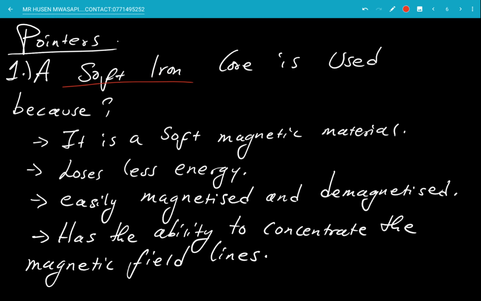The first reason is that it's a soft magnetic material. The other point is that it loses less energy. The third point is that it's easily magnetized and demagnetized. And the last point is that it has the ability to concentrate the magnetic field lines.